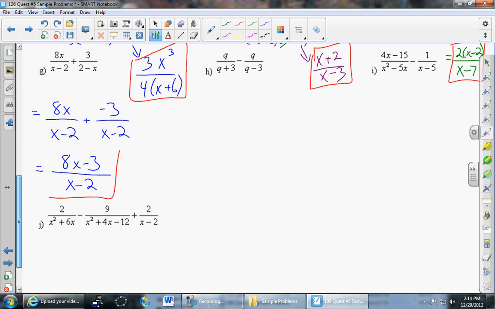So the giveaway on this one is looking at those original denominators and saying, wait a minute, they're almost exactly the same. Just one is the wrong sign of all the other terms.